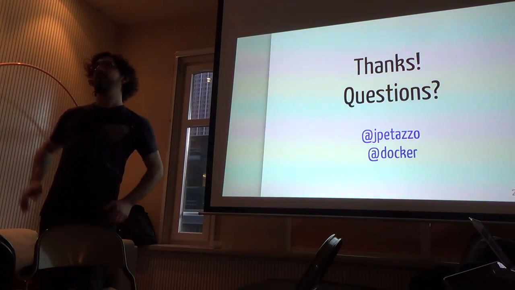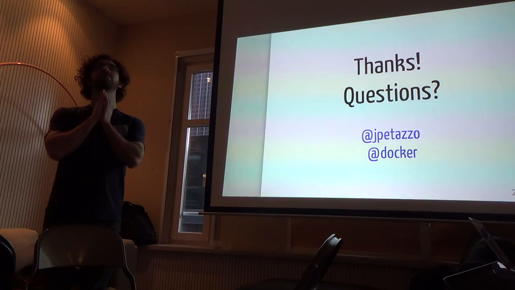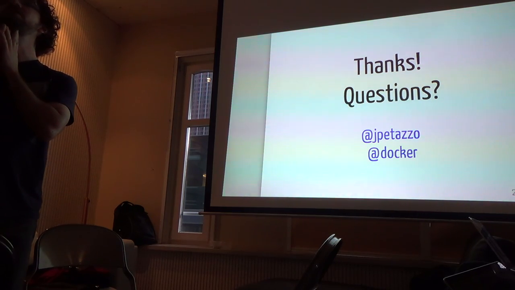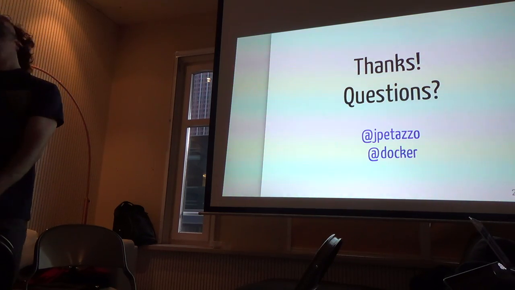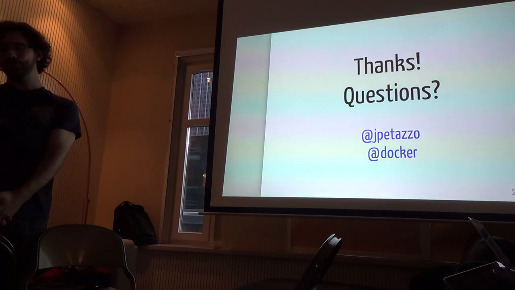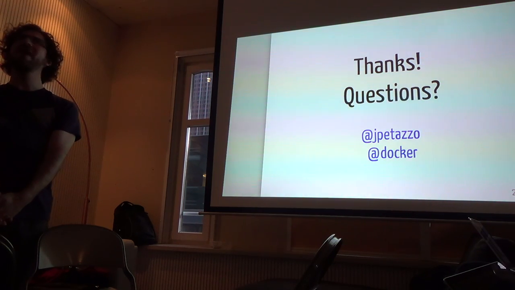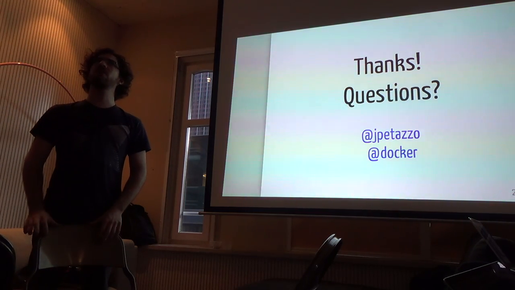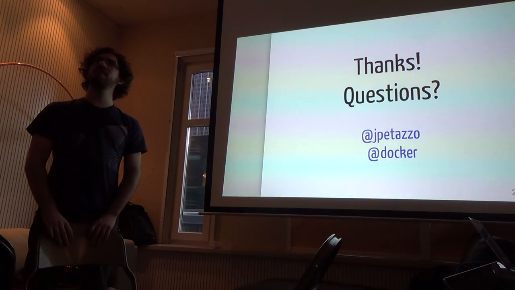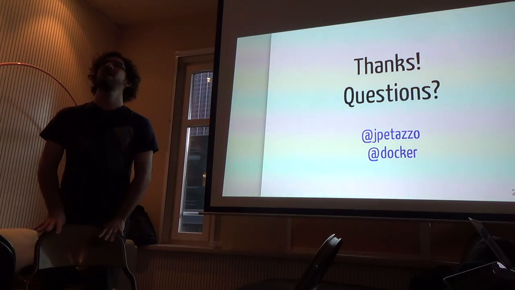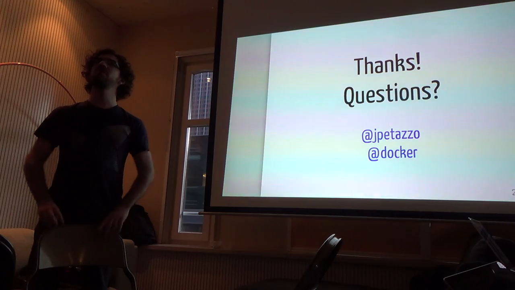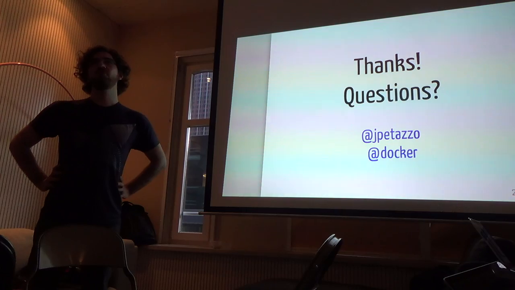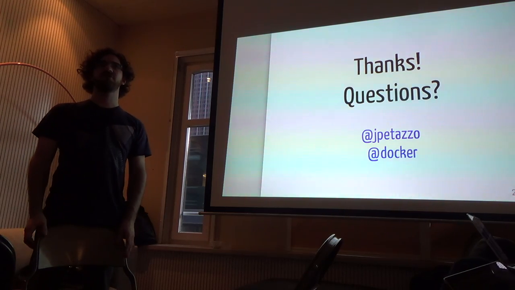Can you change the tag of a running node? I don't know. I know that in Engine 1.10, one of the new features is a Docker config thing that allows you to update some parameters live, not all of them. And I don't know if tags are in this, but if they are not, they will be shortly, because that would be the most obvious use of this feature.